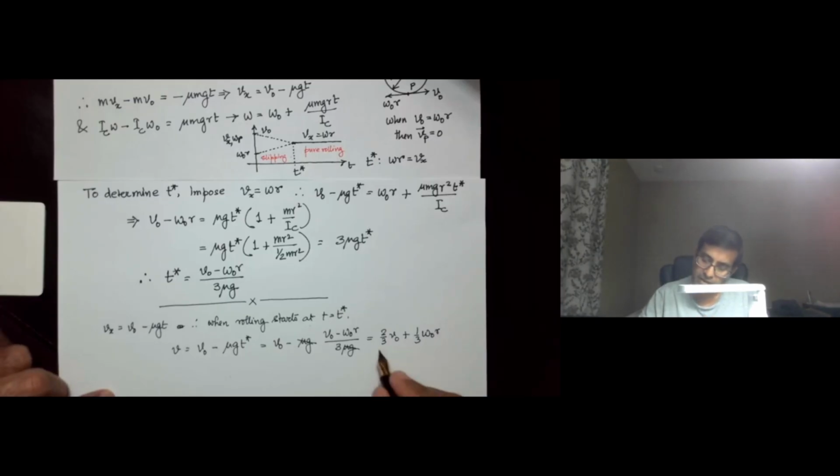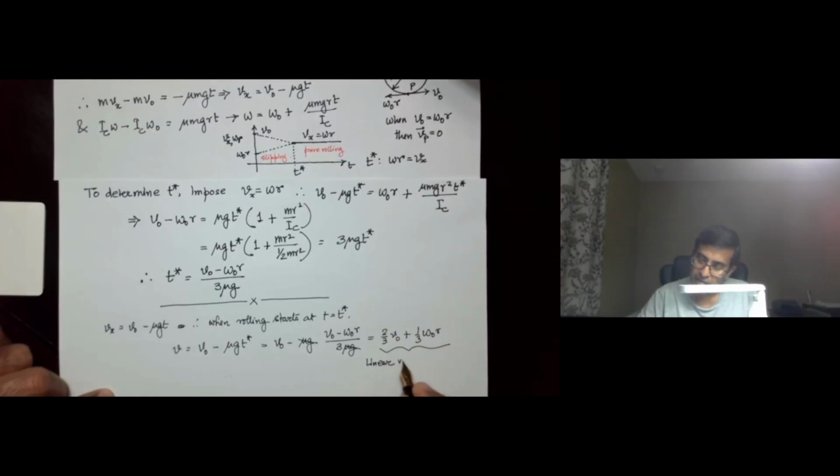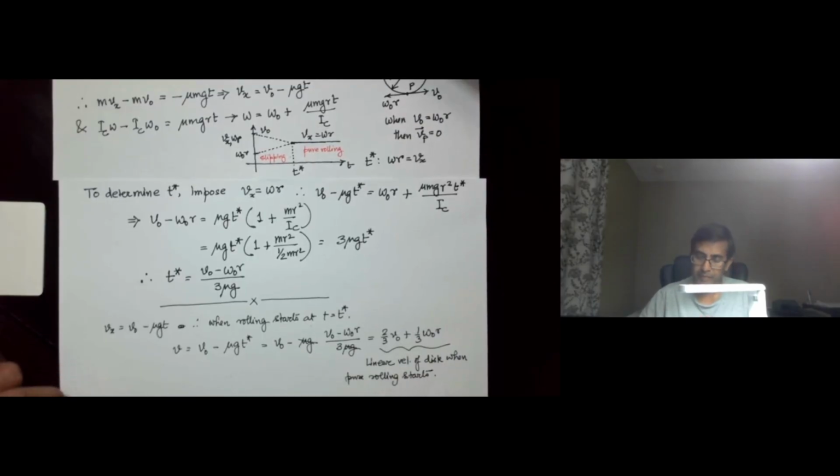This is the velocity, the linear velocity of the disk when pure rolling starts.